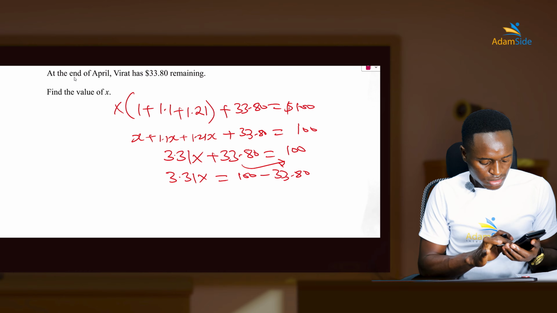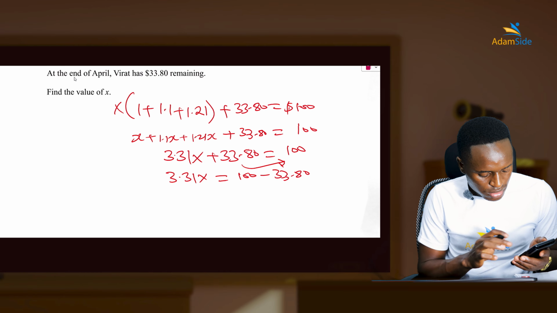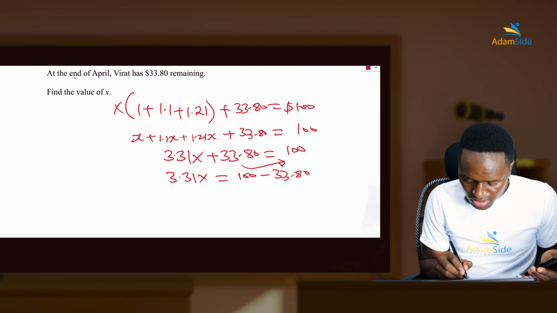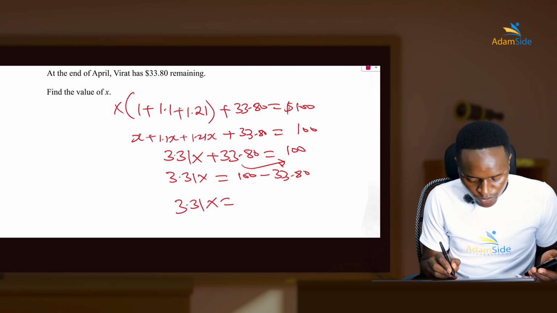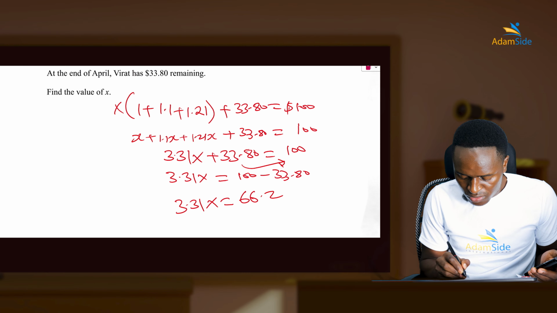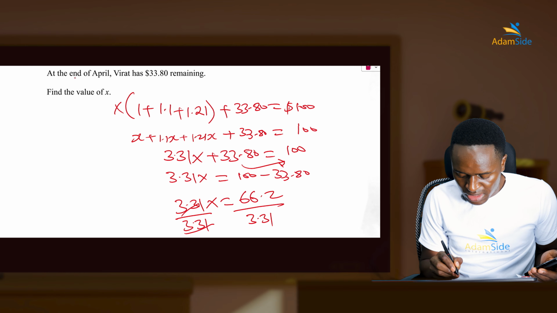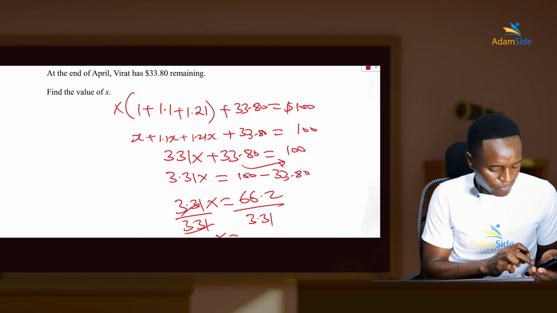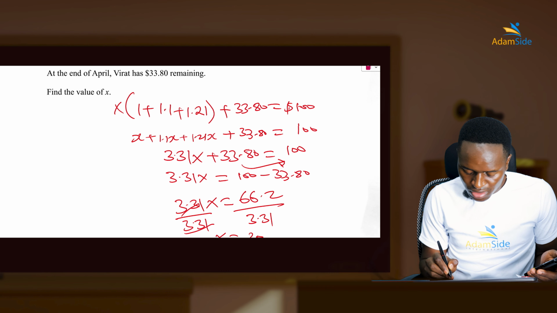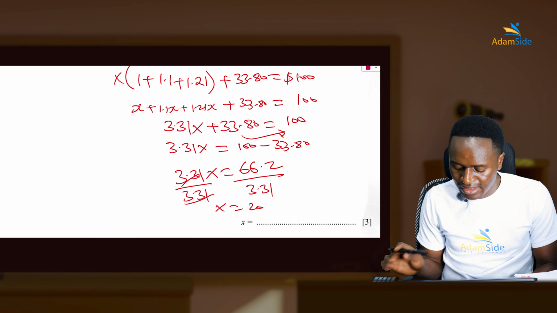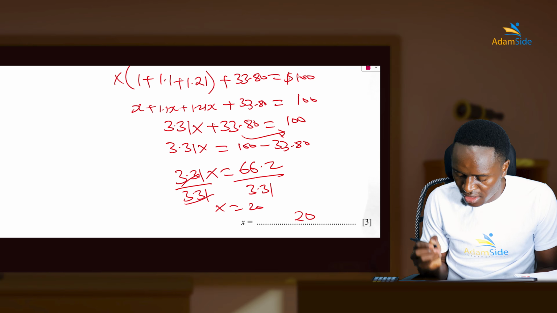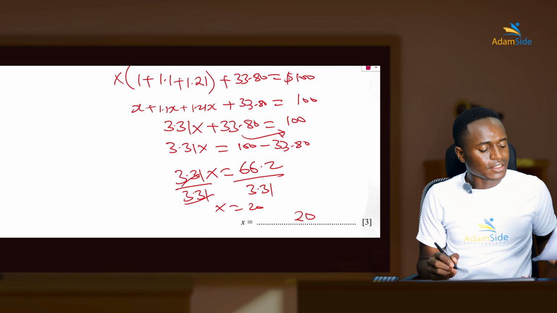100 minus, you get, so say 3.31x is equal to 6.2. So divide by 3.31, what do you get? So x is equal to, you get equal to 20. So x is equivalent to 20.